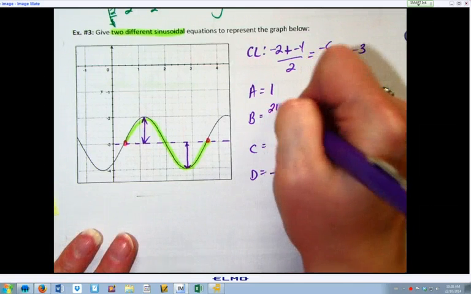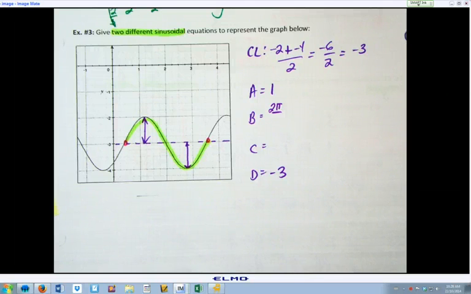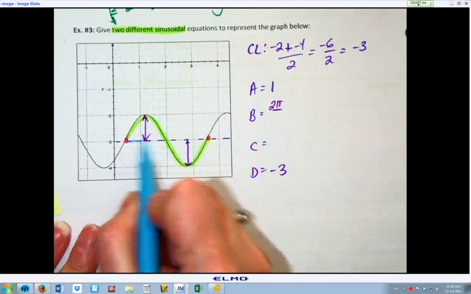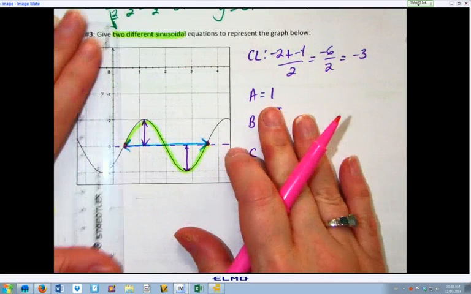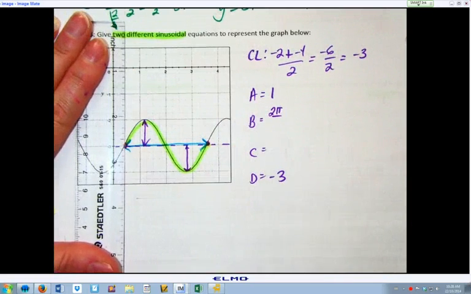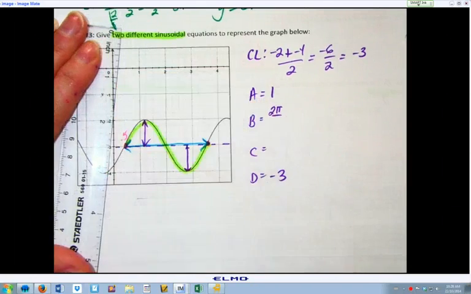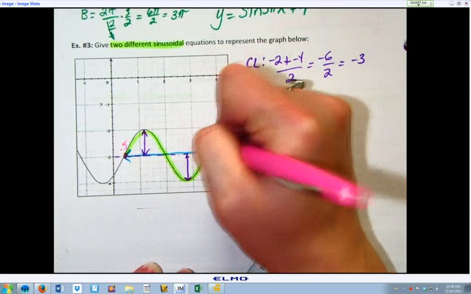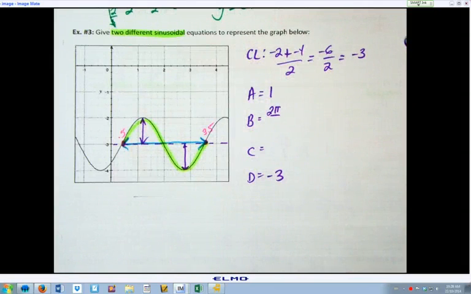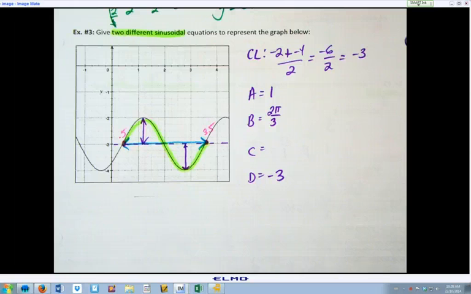Then I go to B, and I know it's 2 pi divided by something. And the something comes from the distance between your 2 points. So we need to figure out how many units are there between where we started and where we ended. So where did we start this one? About 0.5. And where did we end it? 3.5. So how many units are there between 0.5 and 3.5? 3. Okay, so the distance between points or from starting point to end point.